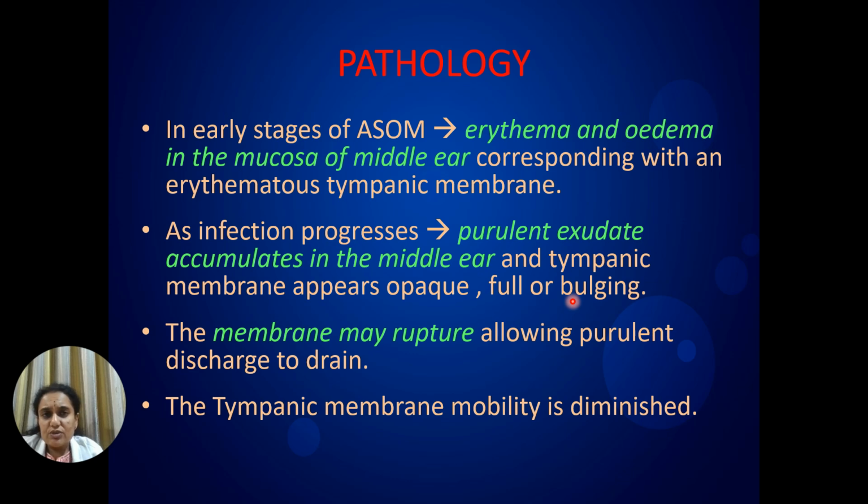And after exudation, it is followed by suppuration, wherein there is invasion of pyogenic organisms which release pus, because of which the pus will cause bulging of the tympanic membrane. And later it reaches a pressure point wherein the tympanic membrane will burst, leading to the drainage of the purulent discharge from the middle ear into the external auditory canal. In all this process, the tympanic membrane mobility is diminished.